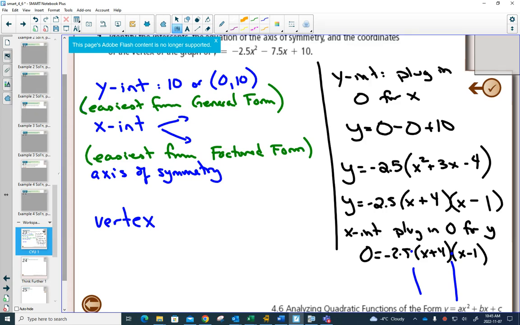No, it's negative 2.5. It's never 0. But this one could be 0 if x is equal to minus 4. And this one could be 0 if x is equal to 1. So we now know that our x-intercepts are (-4, 0) and (1, 0). So again, I'll write those ones as coordinates.